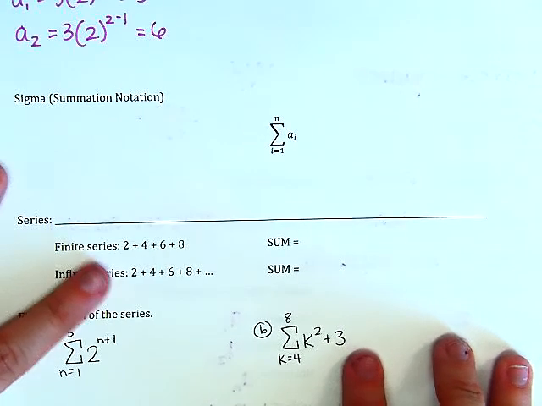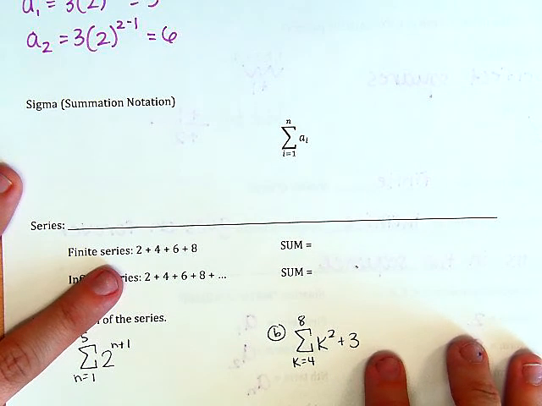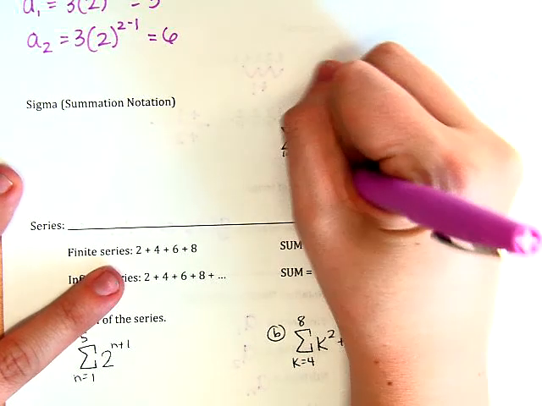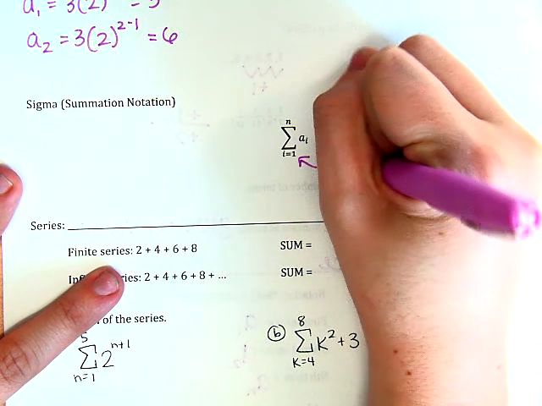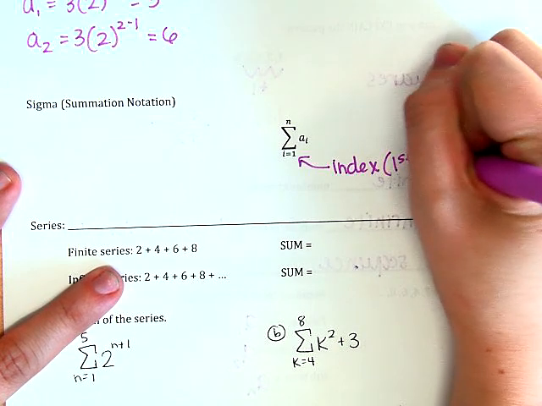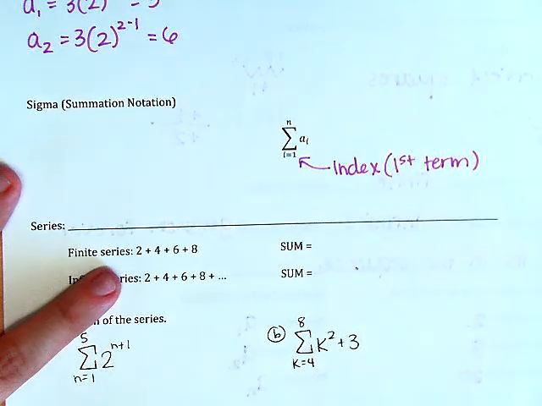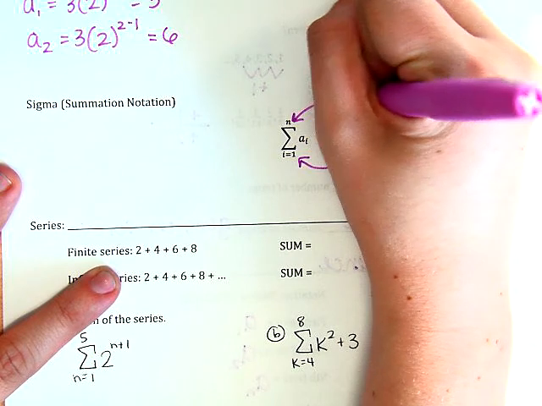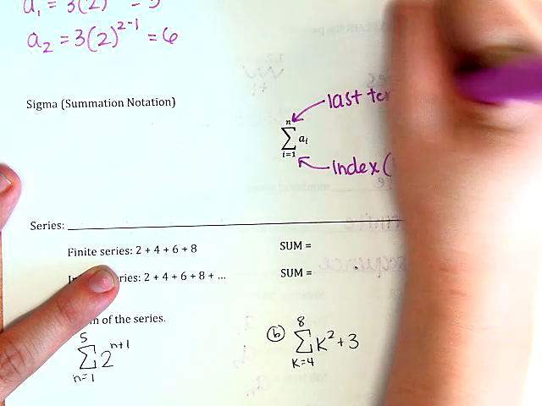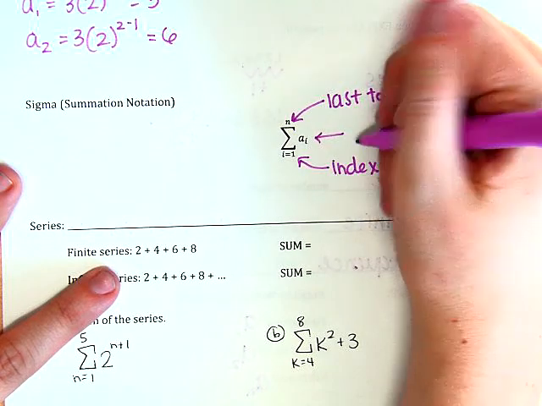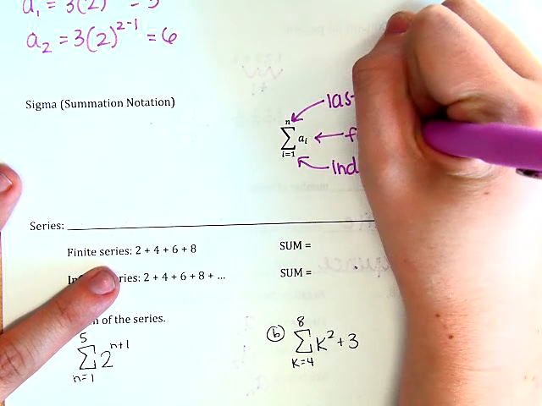Okay, now we got something different. It's called sigma notation or summation notation. So here's the lowdown. This down here, that's called my index. That's my first term. That's where I start this thing. This n up here, that's my last term. And right in here, that a sub i, that's my formula.